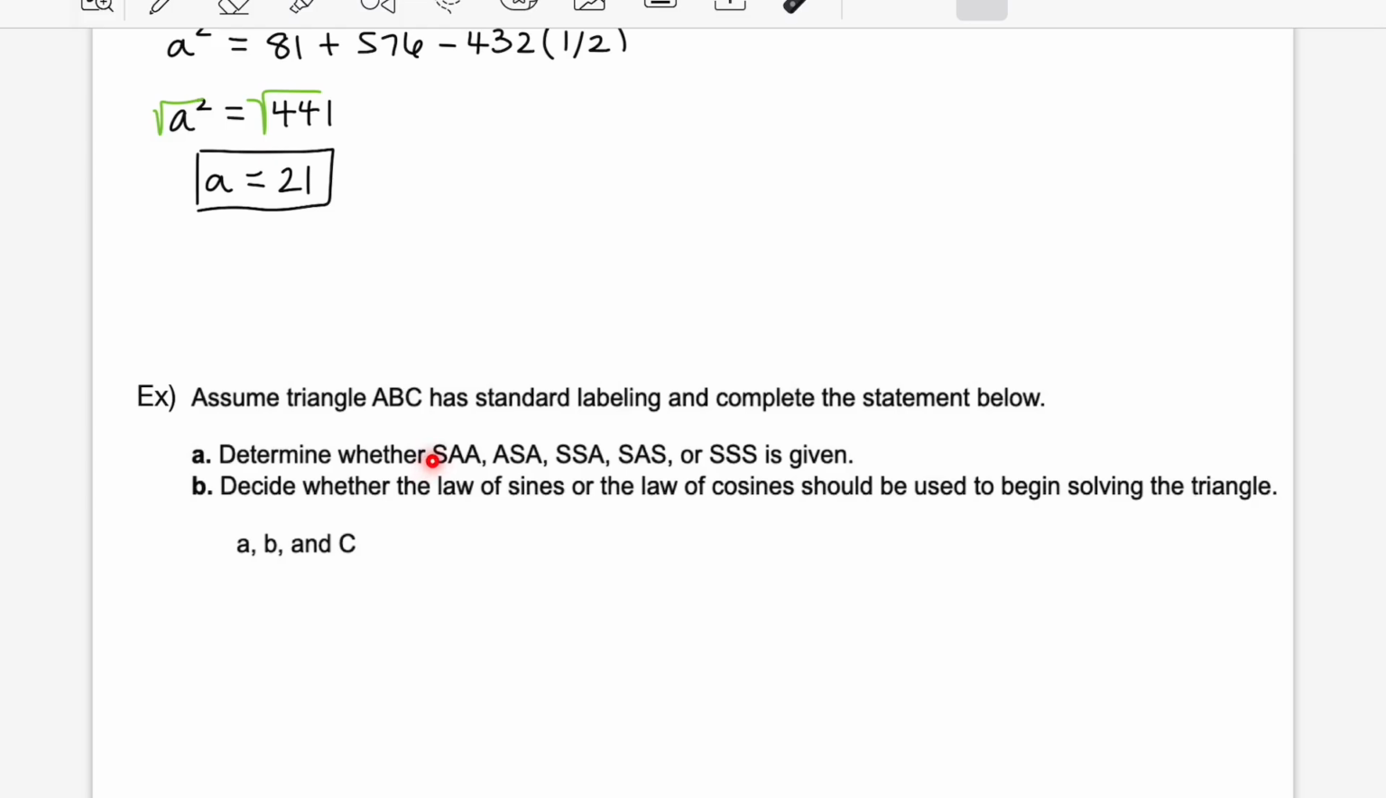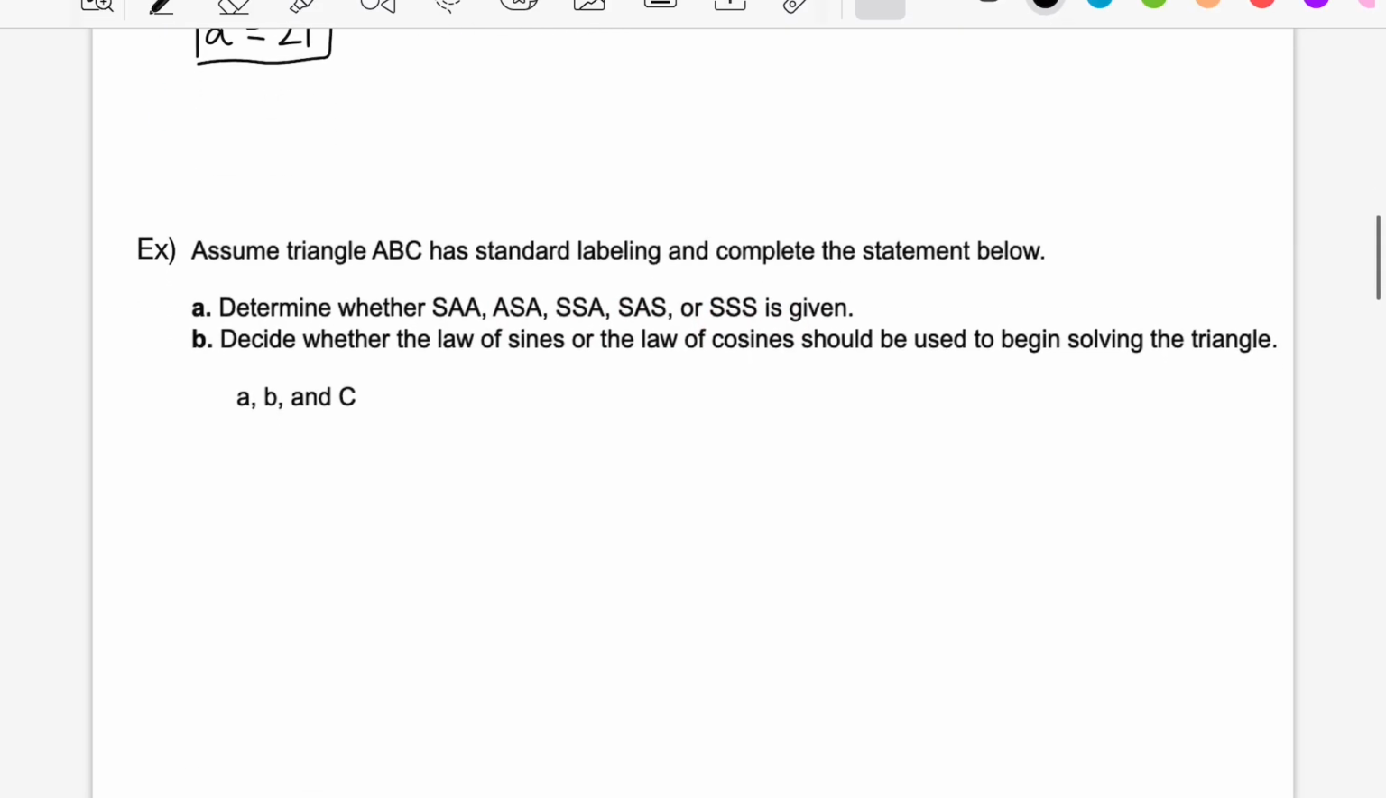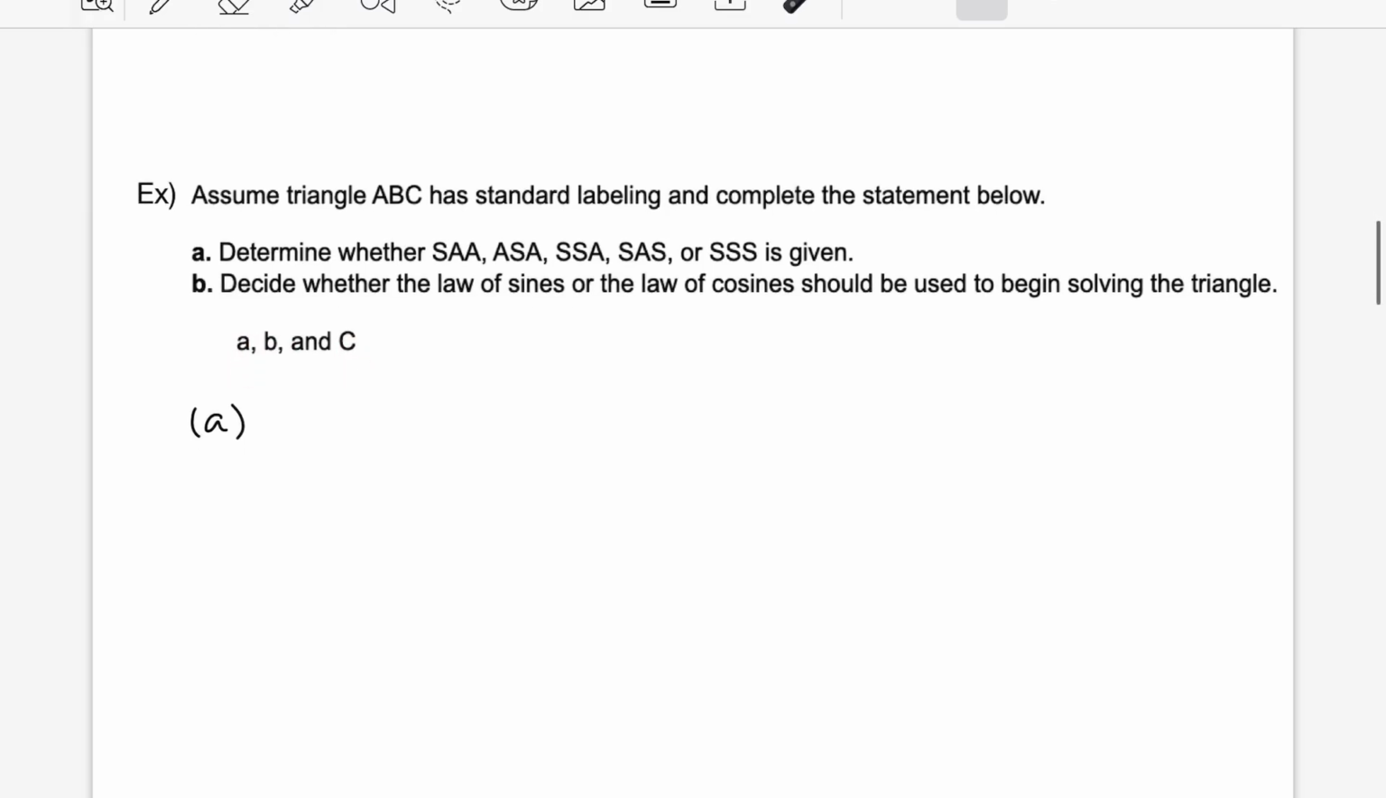So for example, this would represent us given a side, an angle, and an angle. This would represent us given an angle, a side, and an angle. So this side would be in between two angles, and so on and so forth. Now, for this example here, we're told that we're given these two side lengths and this angle here. We want to figure out which one of these is given. And it might be a little confusing at first because we do have two sides and an angle, and there are several different versions of that.